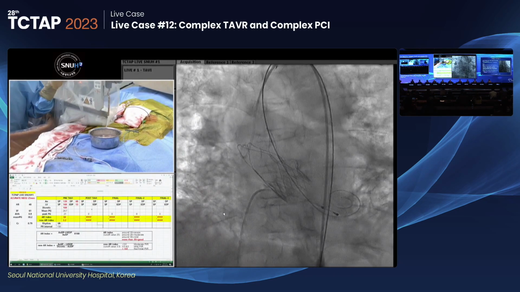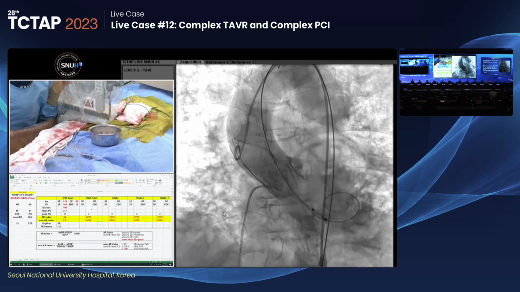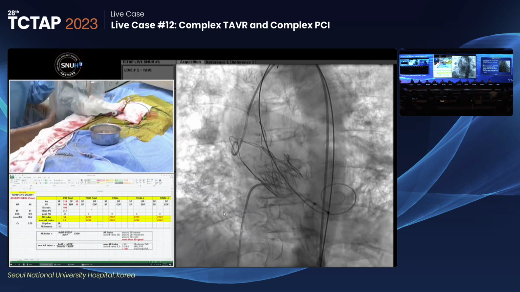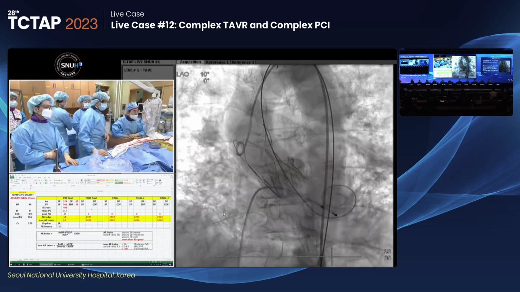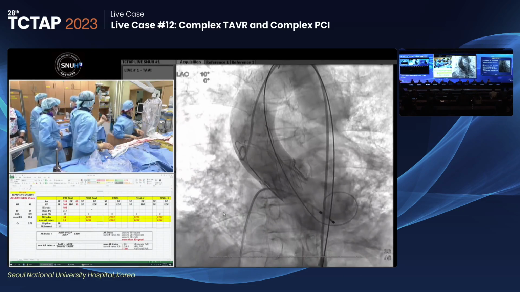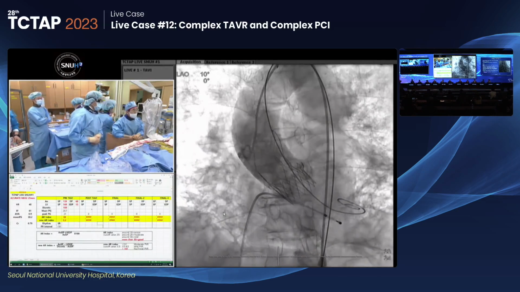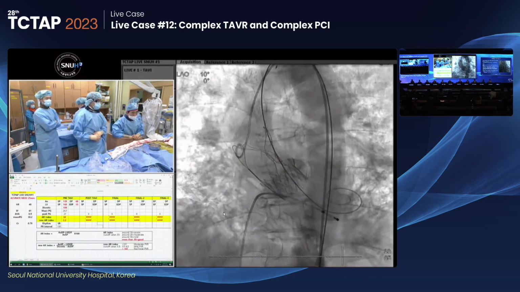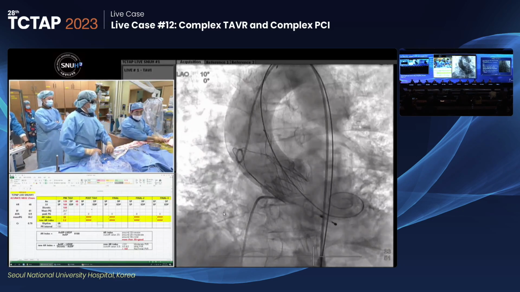Okay, snap. Yeah, depth is good, but there is subtle regurgitation, probably due to the wire. Okay, we can see the TEE, please. It looks, at least in part, paravalvular on the left.